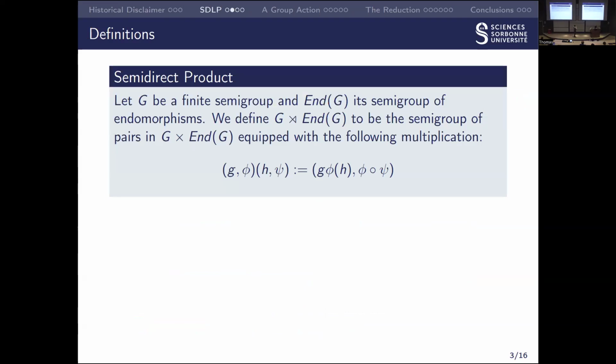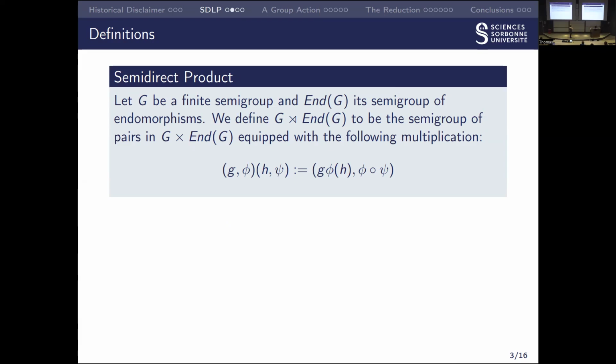Let's get onto this. SDLP stands for the semidirect discrete logarithm problem. In order to define it, I first have to define the semidirect product. This is defined for groups generally, but as I said, I'm in semigroup land today. So let G be a finite semigroup, and we consider the semigroup of its endomorphisms. We can take pairs of semigroup elements and endomorphisms and define a multiplication that looks like this. We get something that's called the semidirect product group.